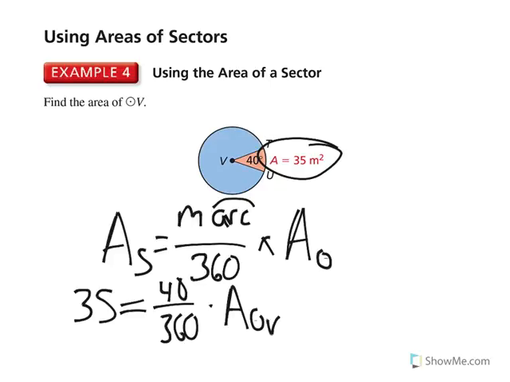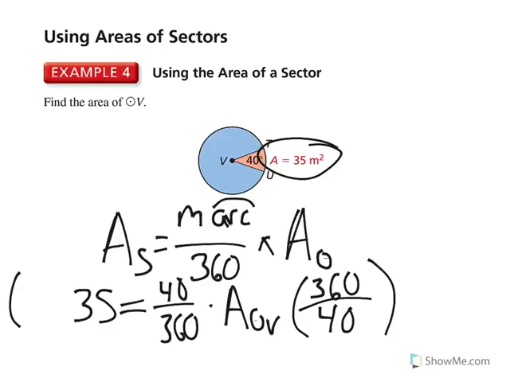To solve for the area of circle V, we need to multiply. I learned to flip and multiply. If you want to just get that fraction and divide by it, that's up to you, but like I said, I learned to flip and multiply. So to undo my 360, I'm going to multiply by 360 because it's on the bottom. To undo my 40, I'm going to put the 40 on the bottom since originally it's on the top. They would cancel each other out, and I'm going to do this on the other side as well to balance it out.